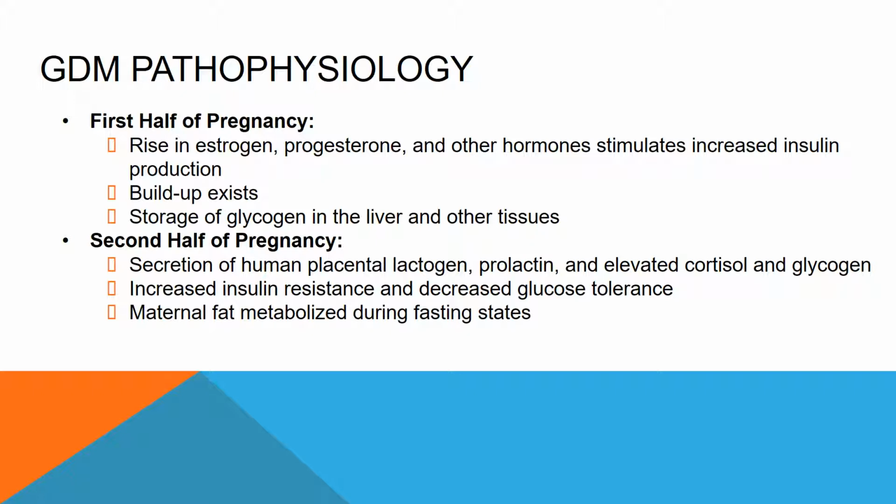In the second half of pregnancy, secretion of human placental lactogen, prolactin, and the elevated levels of cortisol and glycogen cause an increased resistance to insulin and a decrease in glucose tolerance. The ineffectiveness of insulin results in a destructive state during fasting, because increasing amounts of circulating maternal glucose and amino acids are diverted to the fetus. Maternal fat is metabolized much more readily during fasting periods than in a non-pregnant woman. The change in hormones during pregnancy further disrupts the normal breakdown of carbohydrates and may progress to GDM.